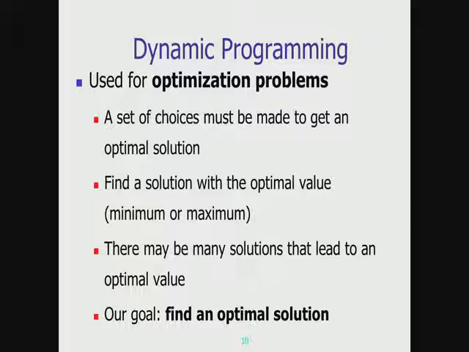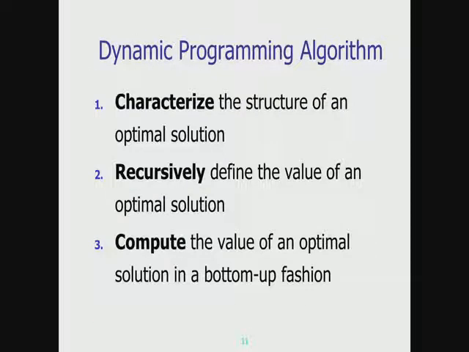There may be many such paths. For example, in an undirected graph, every path with the least number of edges from S to T is indeed a shortest path, and our goal is to find an optimal solution. In other words, to find the optimal set of choices.